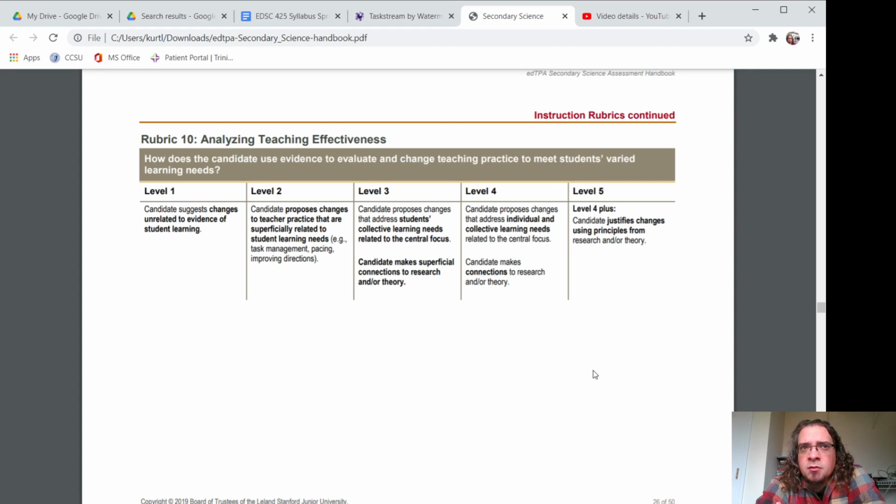And I'll add one more thing: the evaluators don't spend a lot of time looking through the whole portfolio. So the more you can be clear, concise, on point, and making the connections for the reader, for the evaluator, the more likely your score is going to be pretty solid.